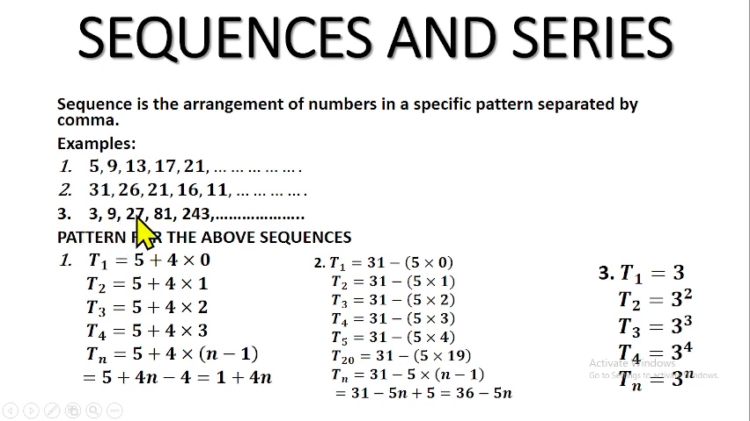We have 3, 9, 27, 81, 243, and so on. These are examples of a sequence, because the numbers in each sequence are arranged in a particular pattern, and each number is separated by a comma, as you can see clearly on the screen right now. We are going to explain how they arrive at each of these sequences.